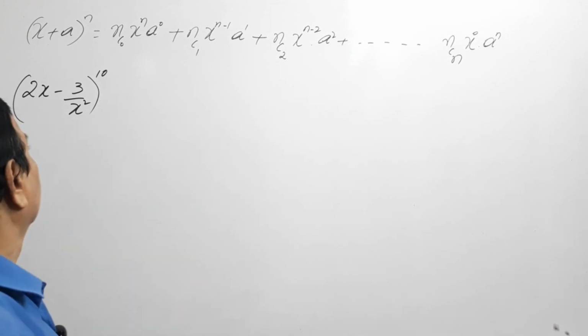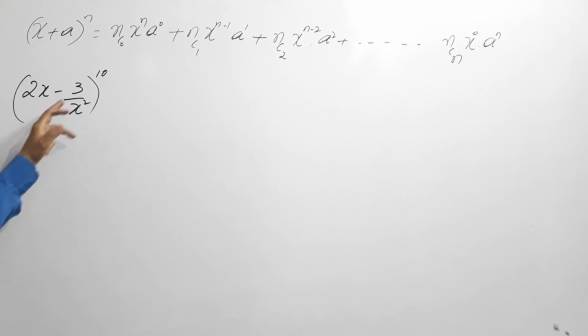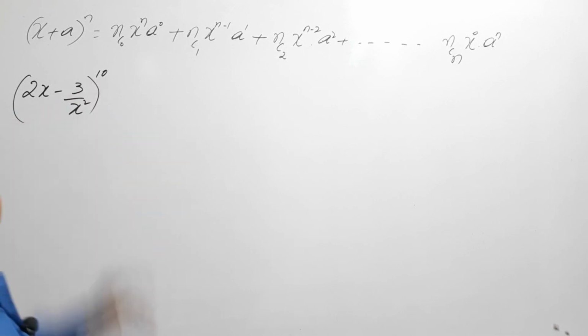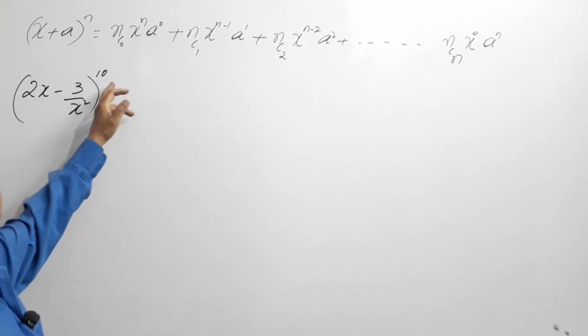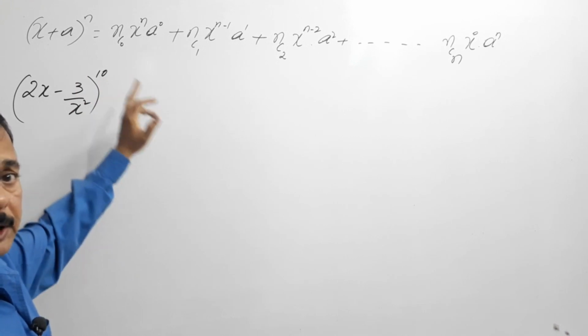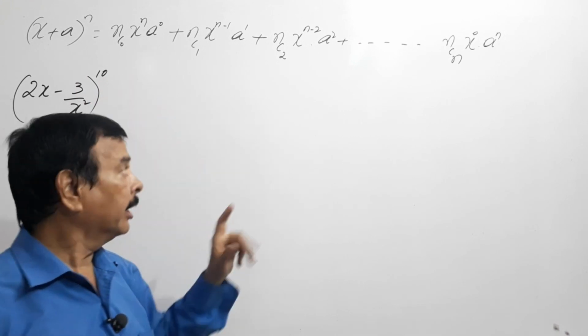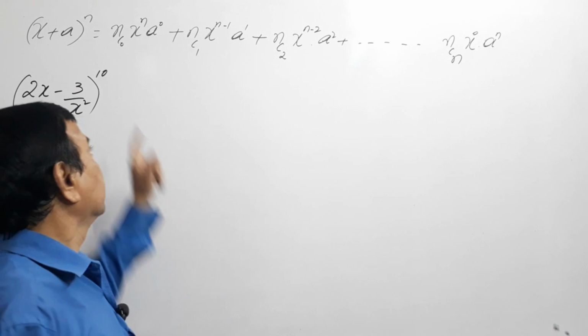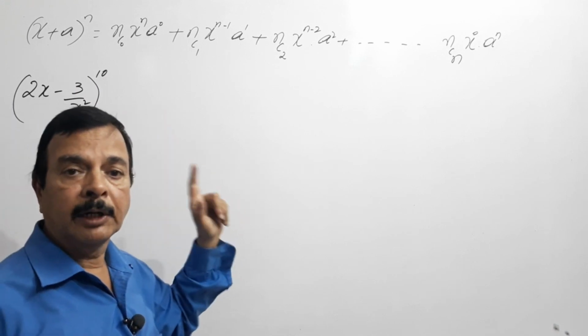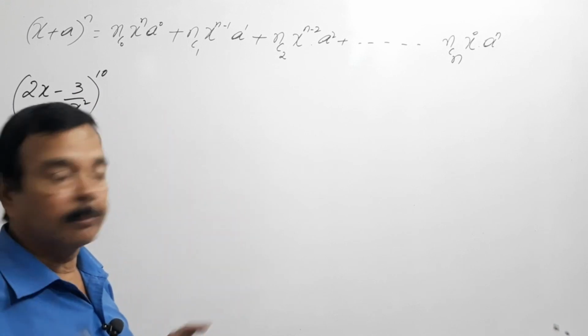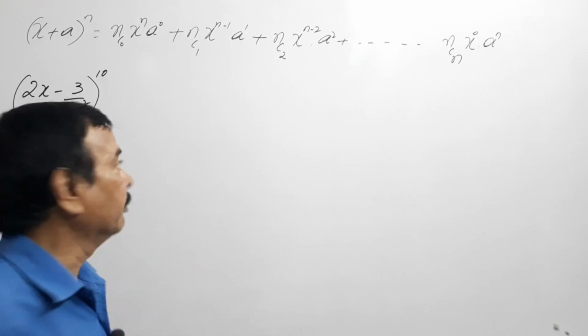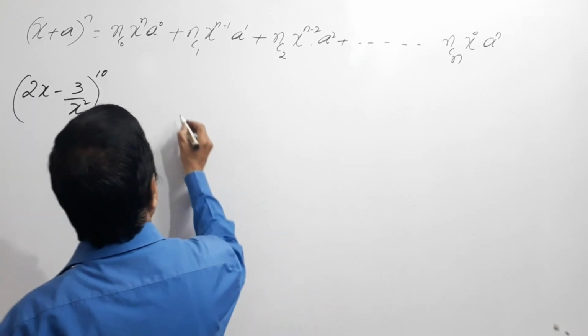So students, we are given a problem (2x - 3/x^2)^10. So here we observe the power is 10, n is 10. So if n is 10 it is an even number. The condition is there will be only one middle term. When it is even, we will have only one middle term. We will go about it.